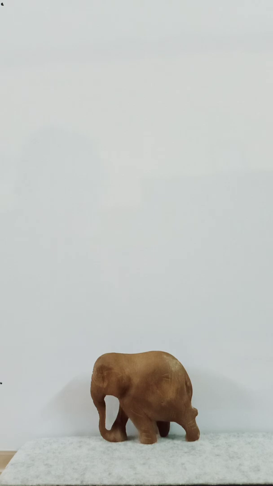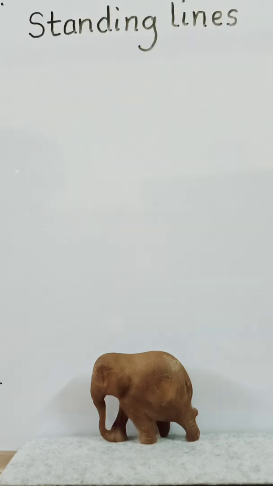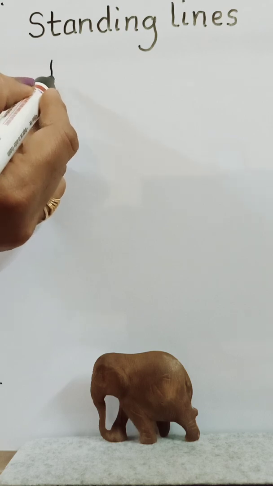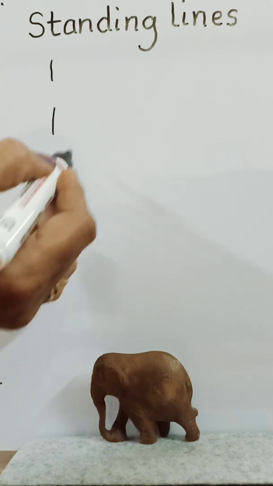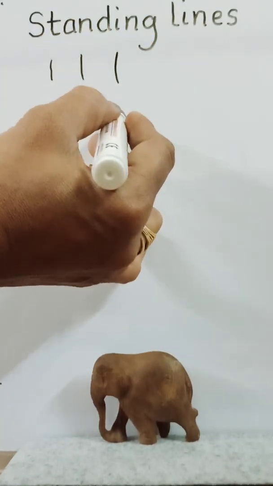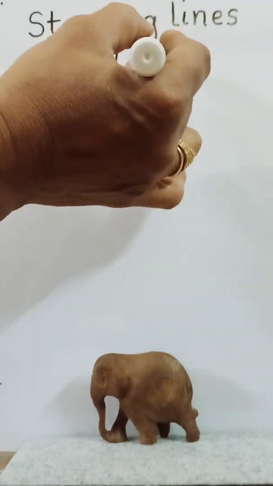And we are also going to draw standing lines, just lines which are standing like the elephant in this picture. Have you seen the rain falling? Yes. How do the raindrops come? They come down like this, isn't it? The rain falls like this.